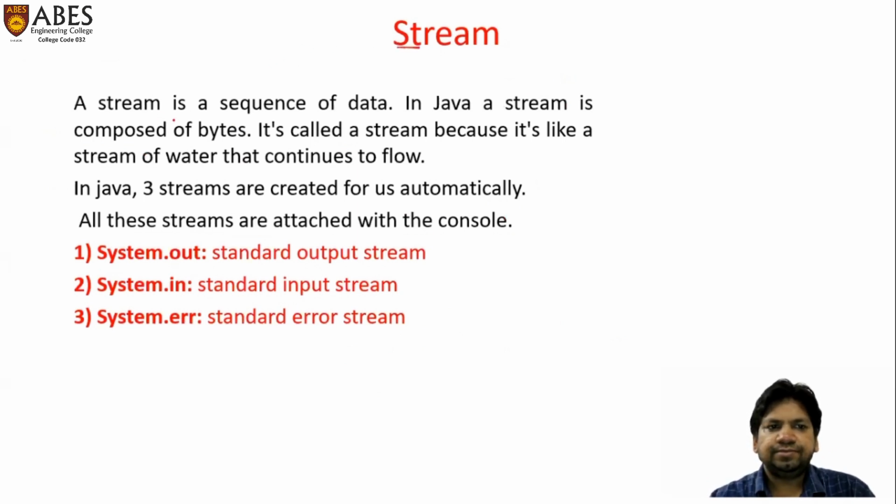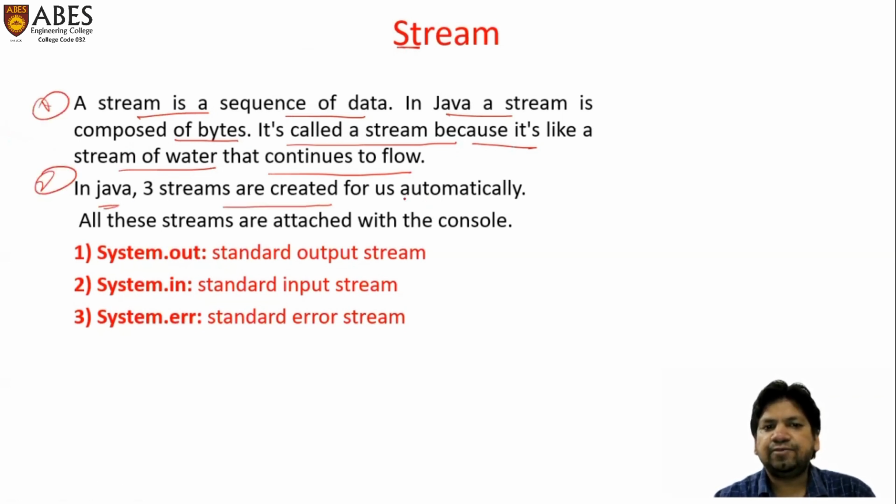What is a stream? A stream is a sequence of data, as you know. In Java, a stream is composed of bytes. It is called a stream because it is like a stream of water that continues to flow. Second part: in Java, 3 streams are created for us automatically. All these streams are attached with the console. We have 3 types of streams. A stream is a sequence of data.